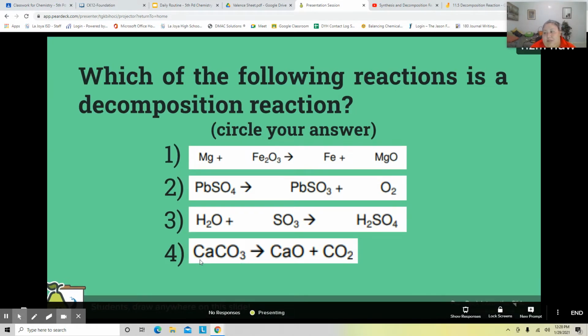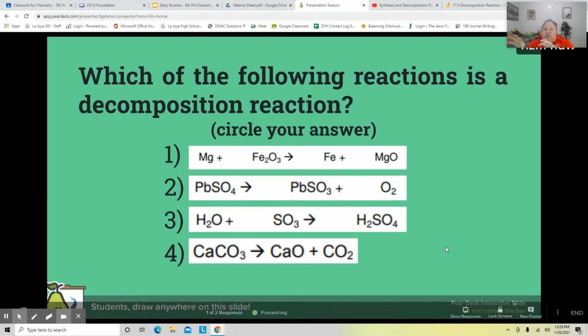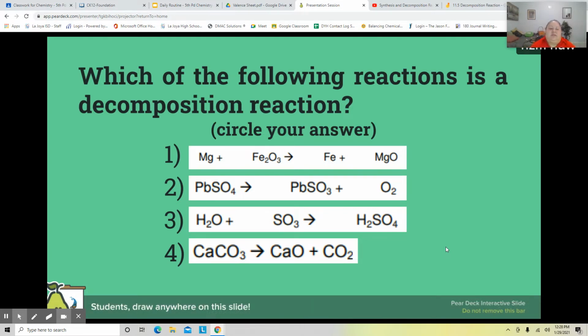So here's your first Pear Deck question, guys. It's asking, which of the following reactions is a decomposition reaction? Circle your answer. So you have 4 options: option 1, option 2, option 3, and option 4. Which one of these is a decomposition reaction, where you have a large compound breaking apart into smaller compounds or elements? What do you think?